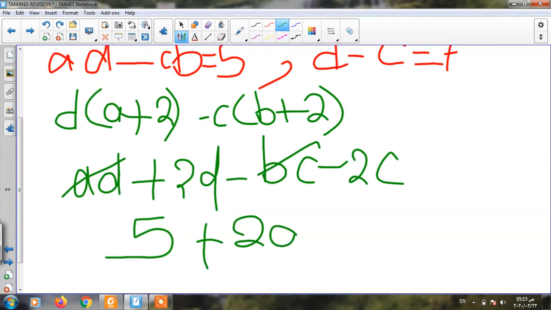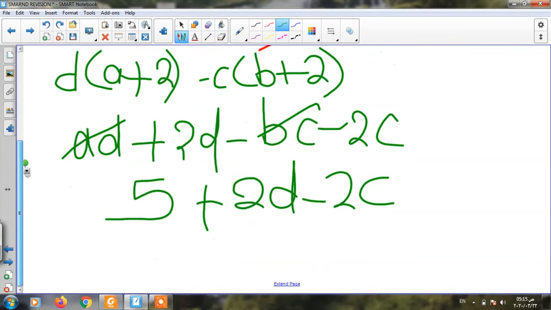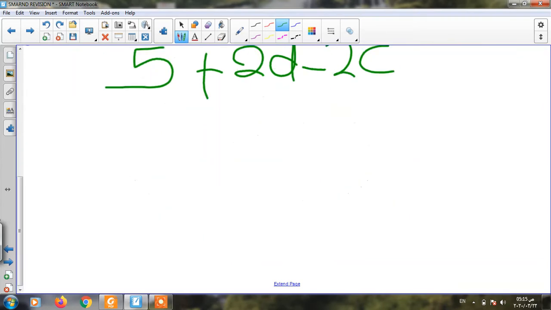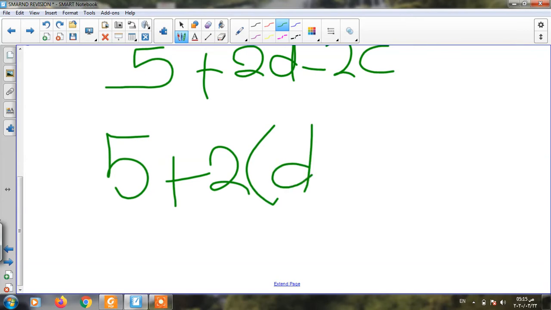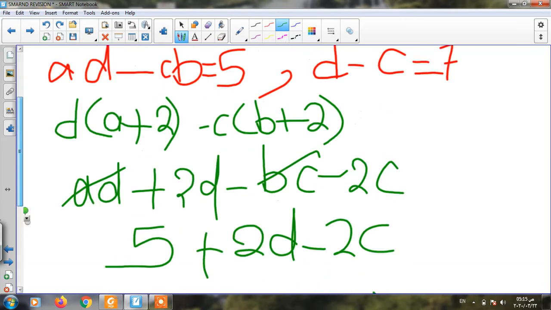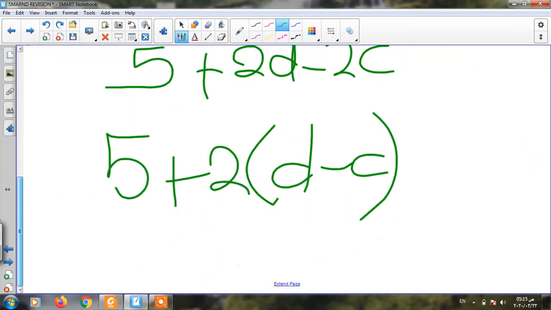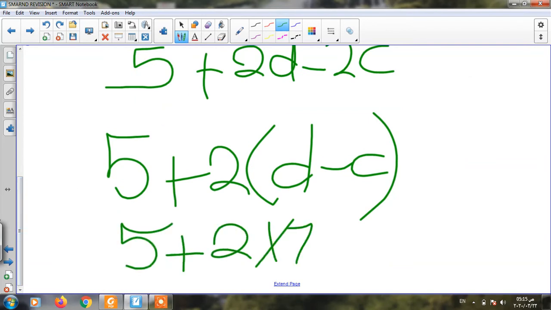Let me take it easy, step by step. It's going to be 5 plus, and take the 2 as a common factor. It's going to be D minus C. What about D minus C from above? D minus C equals 7. So it's 5 plus 2 times 7. It's 5 plus 14. It's going to be 19, which is choice number D.